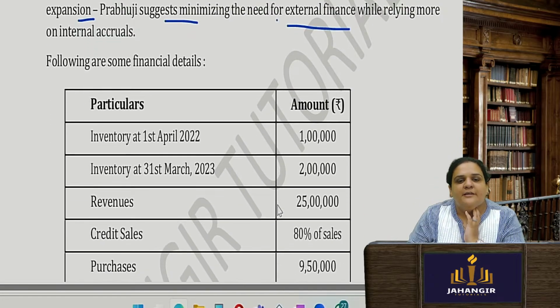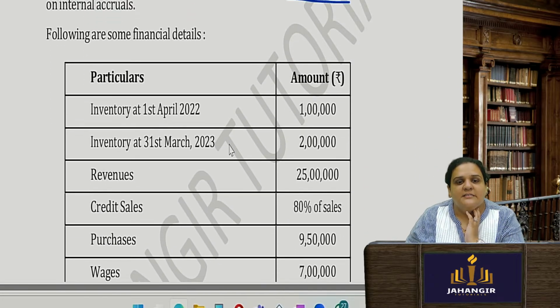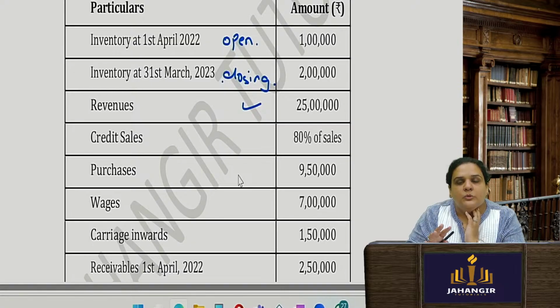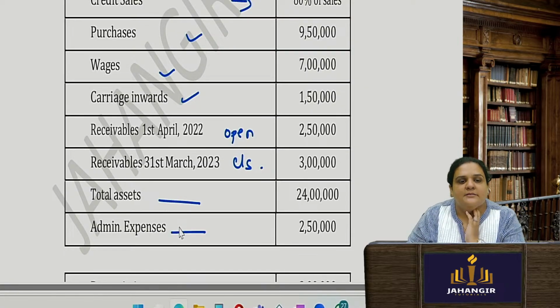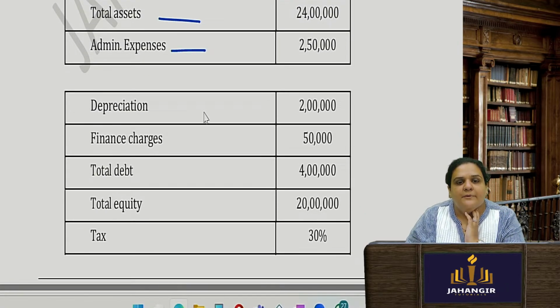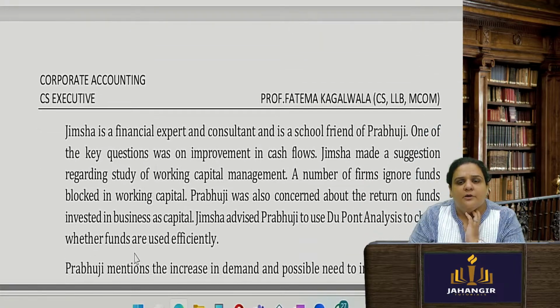Okay. Some financial details: inventory on 1st April 22 and inventory on 31st March 23. Opening, this is closing. Revenues means sales. Okay, so total sales is 25 lakhs, out of which 80% is on credit. Purchase, wages, carriage inwards. Receivables, opening, this is closing. Total assets, administration expenses. We have depreciation, finance charges, interest. Total debt, total equity and tax. Everything is just given to us. What do they want from us?